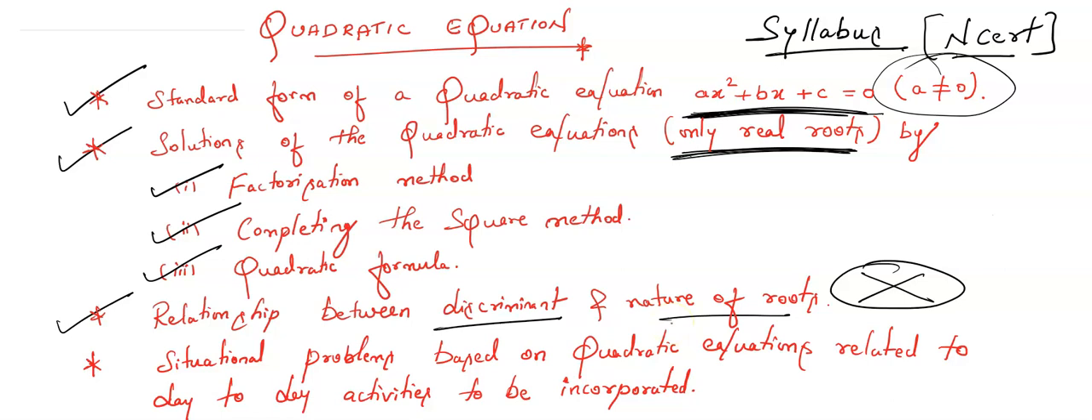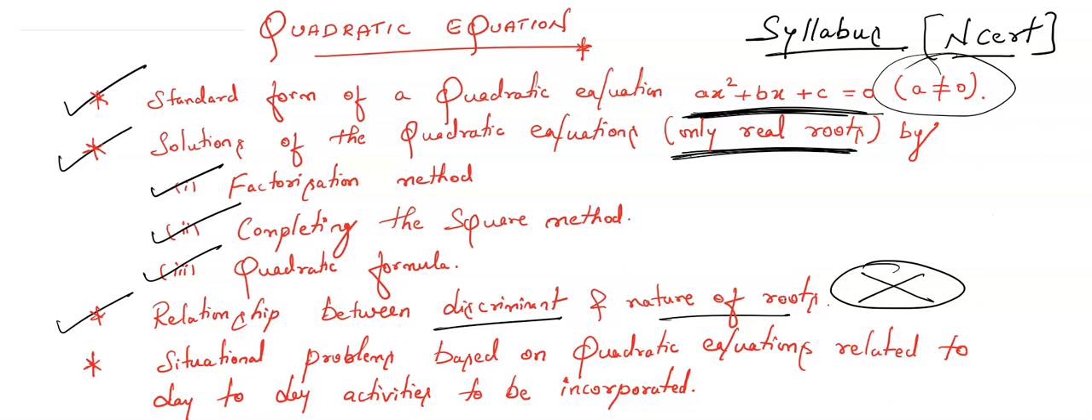So first what we have to do, we need to understand what is discriminant. Second, we have to understand what is nature of the root, and after that we have to find the relationship between these both. But in exam they can ask you the question based on relationship. If they ask any question related to relationship between the discriminant and nature of the roots, then you can expect the problem for 3 marks.